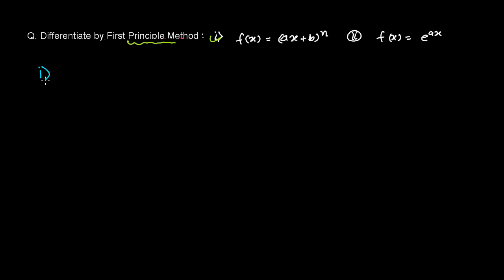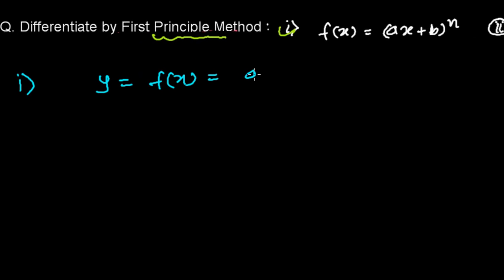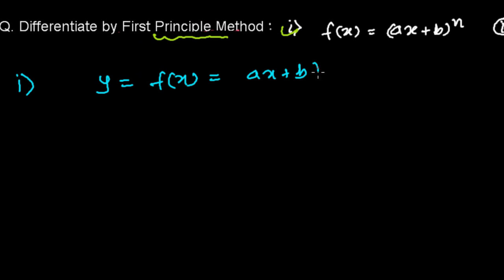All right. So the first question is y. You can write f of x also. That's the same thing. It's (ax plus b) to the power n. So what I'm going to do is suppose a small increment: delta y and delta x as small increments in y and x.